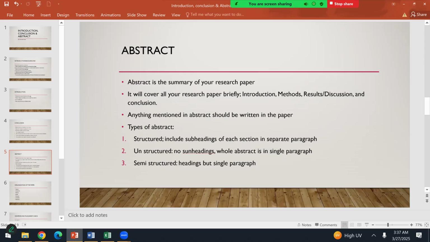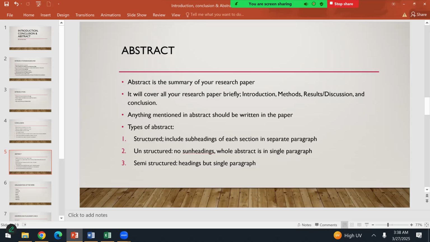Now, the last thing is abstract. We write abstract at the end of the paper because it is a summary of your research paper. It will cover all the sections, introduction and background, then methods, then results and discussion, and then conclusion. And anything mentioned in abstract should be written in your paper.